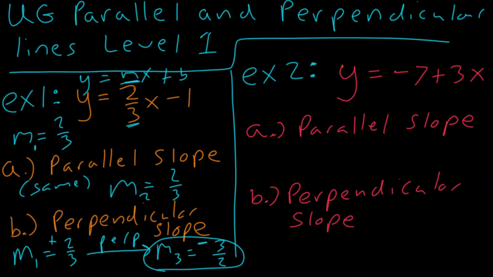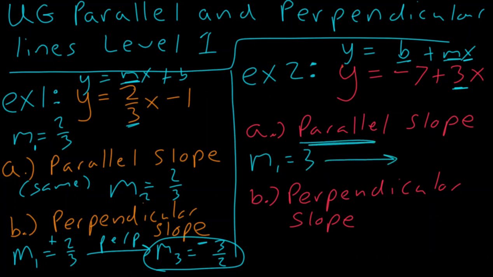Alright, well, let's go ahead and try this out on example 2. We see y equals -7 plus 3x. However, our formula here is y equals b plus mx. Notice we swapped the b and the mx positions, and so we see our slope here, it's still in front of the x. We can say, okay, m1 is equal to 3. Now remember, for parallel, we have the same slope, so you tell me, what would be our m2? Well, of course, it would be 3.